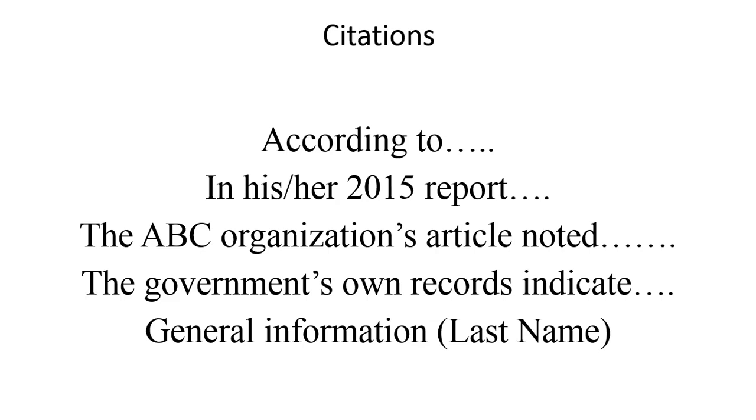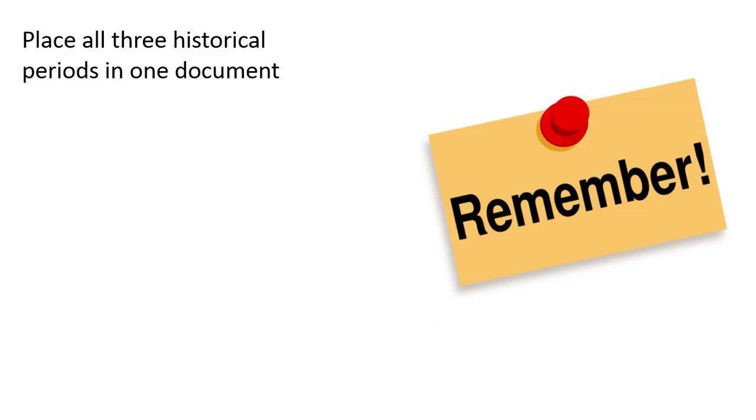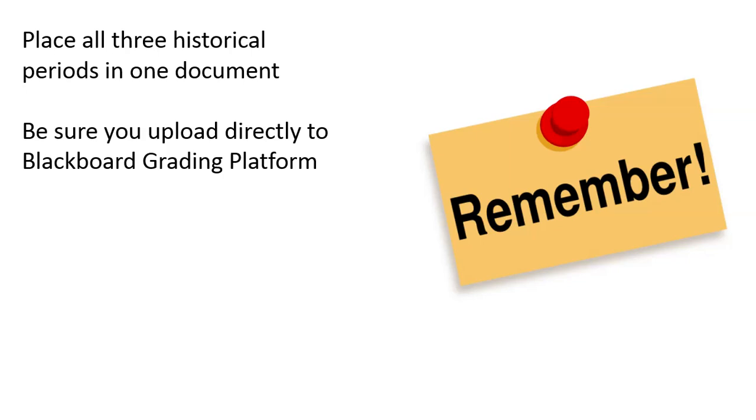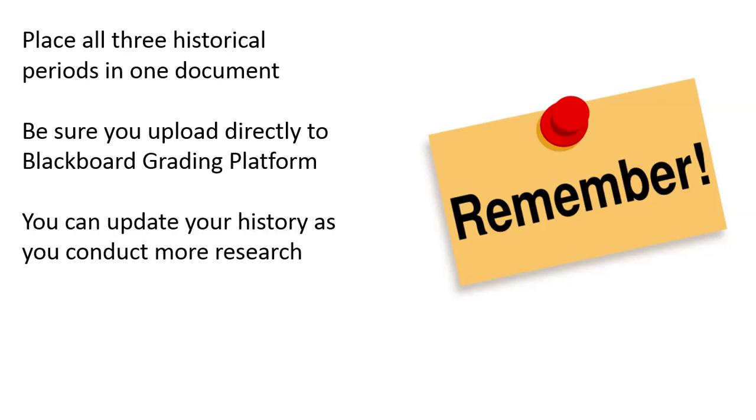So again, for the citations, include them right in your paper. So remember, place all 3 historical periods in one document. Label each of the 3 time periods clearly so that the reader understands. Be sure you upload directly to the Blackboard grading platform. Everyone seems to have that under control now, but please do that. Do not message me with the assignment.